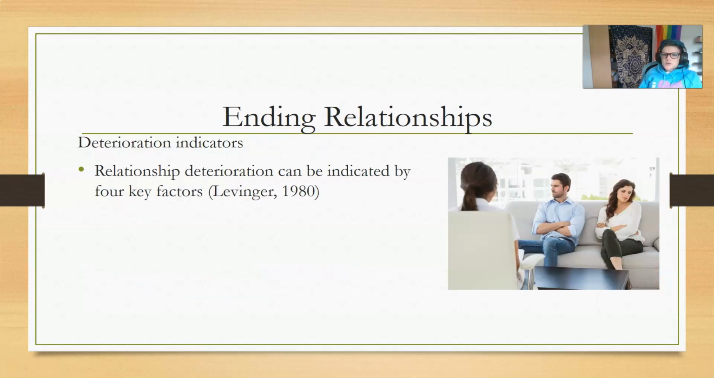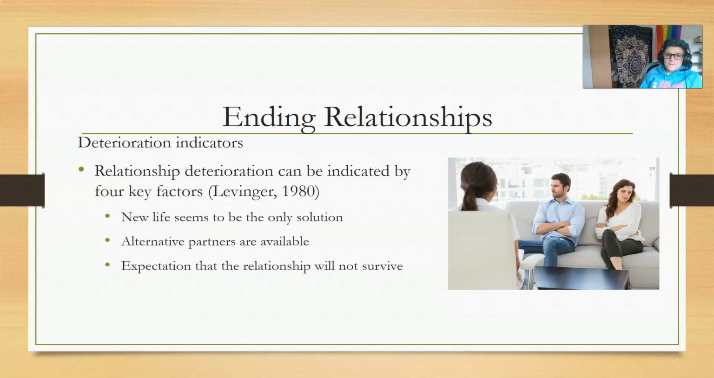Well, first you identify the deterioration indicators. Relationship deterioration can be indicated by 4 key factors. The first is that a new life seems to be the only solution to the issues that you're having. Perhaps you've identified an alternative partner by which your cost-benefit ratio would be improved. Perhaps you expect that the relationship will not survive, and so you jump before you're pushed.